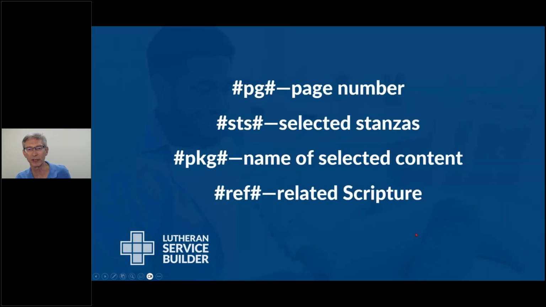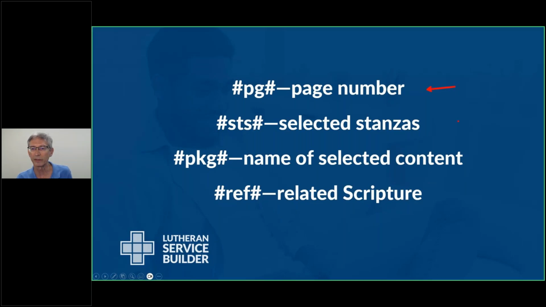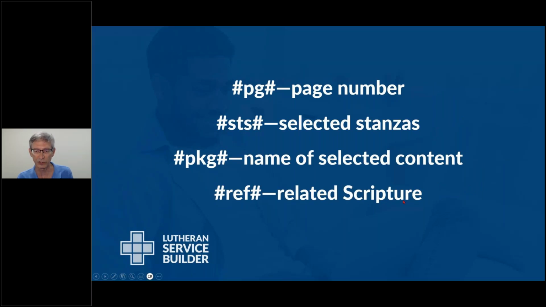So this is just a review of some of those codes that are available for the subcaption. You've got the page number, which is pound, PG pound. You've got to show the stanzas by default, STS. You've got the name of the selected content in the KG kind of package, and then the ref, REF, to show the related scripture verses, the related scripture for that element of the service. So those are all options there that are available.